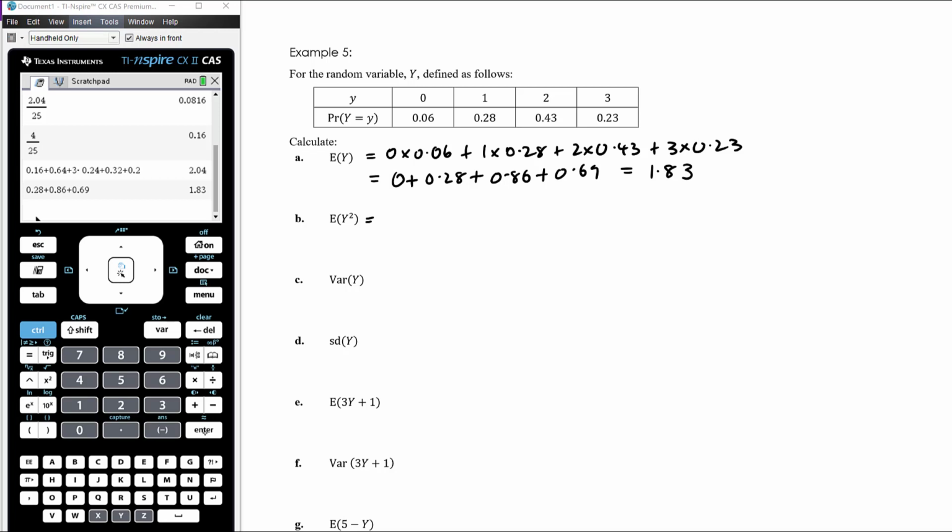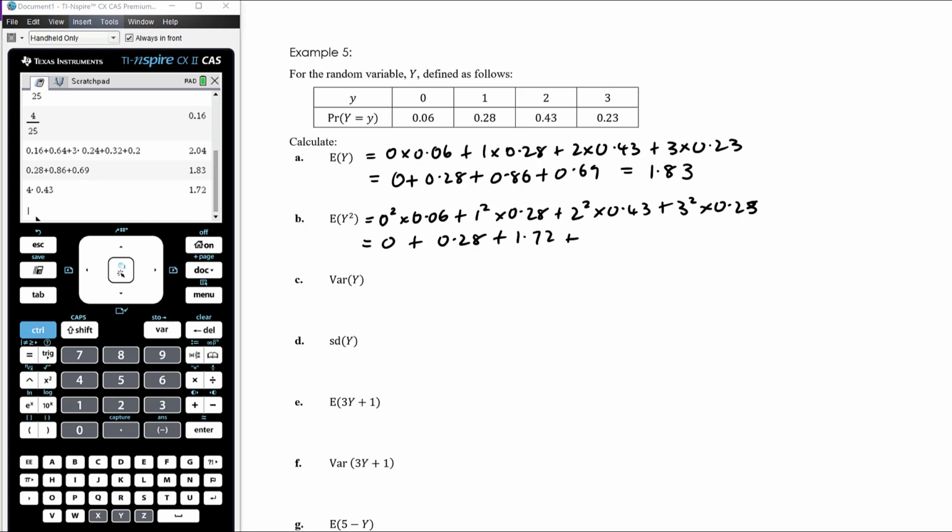Expected value of y squared would be 0 squared times 0.06 plus 1 squared times 0.28 plus 2 squared times 0.43 plus 3 squared times 0.23. So that's still 0, that is still 0.28. Then we've got 4 lots of 0.43, which is 1.72, and then 9 lots of 0.23, which is 2.07. So we add up 0.28 plus 1.72 plus 2.07, and we get 4.07. This in itself is a bit meaningless, but it's part of the process that we need to calculate variance.